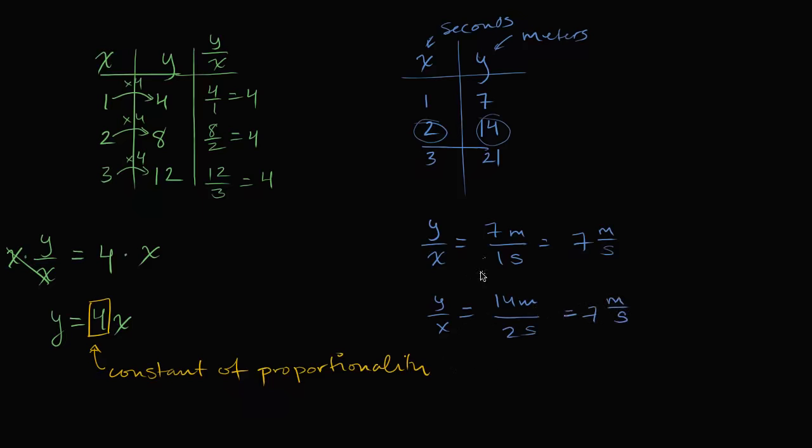So that's why this constant, the 7, in all of these cases where y over x is equal to 7, is also sometimes considered a rate. And over here it's very clear. This is my distance per time.